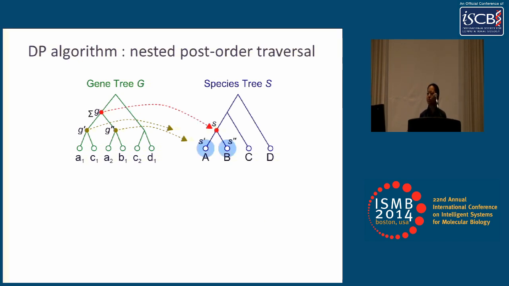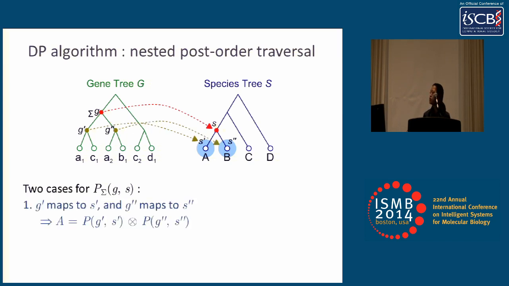So let's consider one specific example. Here I'm going to show what happens if I map G here to this species node S. And in this case, this is a simplified example where S only has these 2 children, S prime and S double prime, that are leaves of the species tree. So here I have 2 cases for P speciation. Either G prime can map to S prime, and G double prime can map to S double prime, in which case we'll have to consider all possible sets of Pareto-optimal solutions for the mapping of G prime to S prime, and the mapping of G double prime to S double prime.